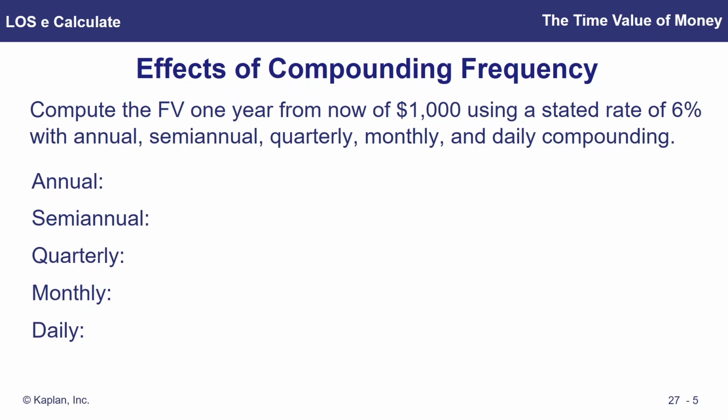Let's have a look at our slides for this particular area. So our LOS says, calculate the solution for time value of money problems with different frequencies of compounding. So we're changing the frequency of compounding from 1. So we're asked to compute the future value 1 year from now of $1,000. Okay, so $1,000 is our present value using a stated rate of 6%.